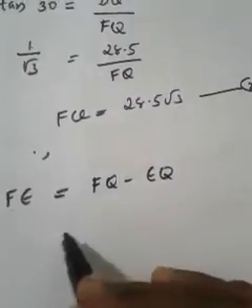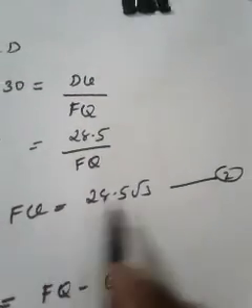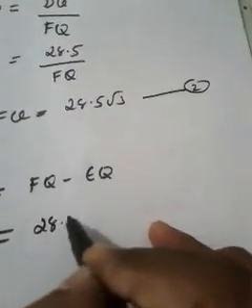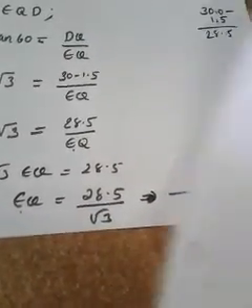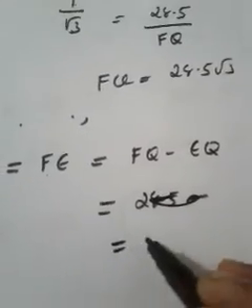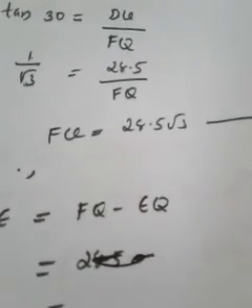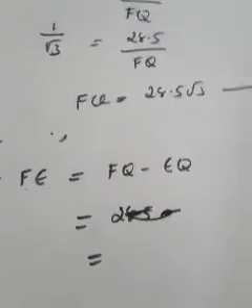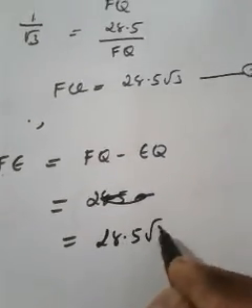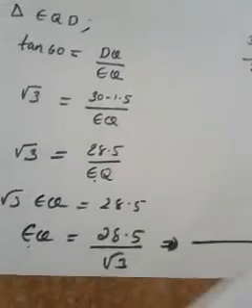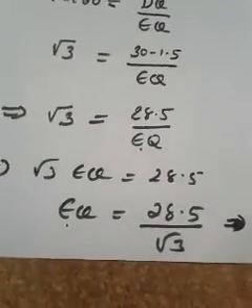So FE is nothing but FQ minus EQ. What was FQ? From the second expression we got FQ as 28.5 root 3. And what was EQ from the first expression? EQ is nothing but 28.5 by root 3.